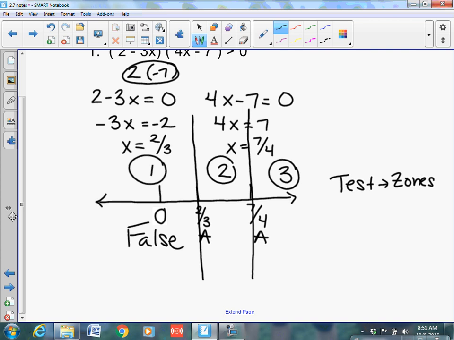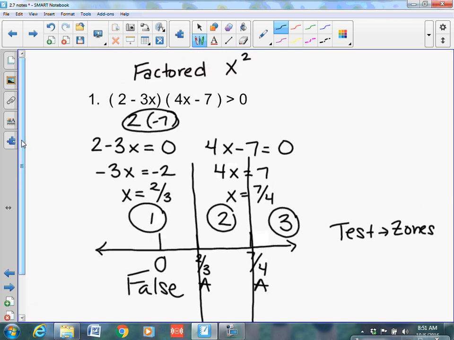The next number, between 2/3 and 7/4, do you know a nice number that works in there? 1. Try to pick a nice easy number. You can pick any number between 2/3 and 7/4, but I'm going to try 1. 1 goes right here. 3 times 1 is 3.